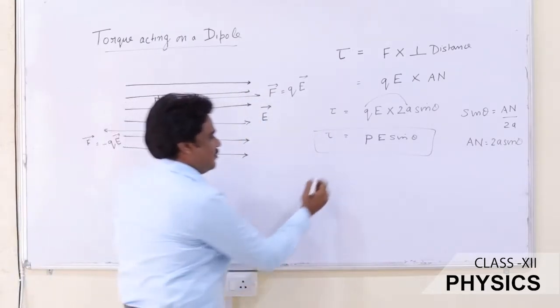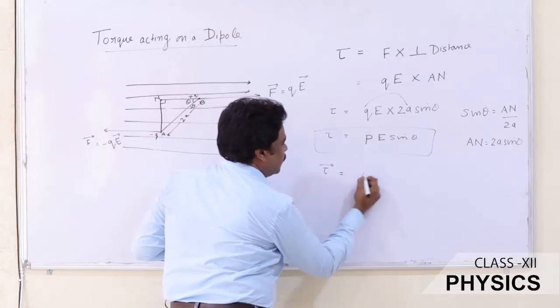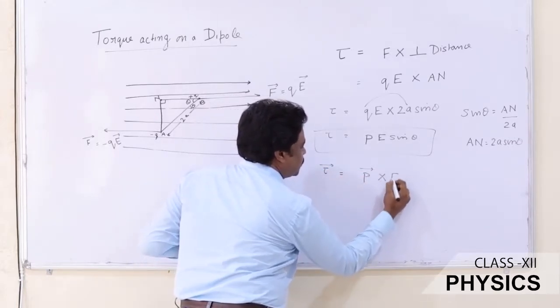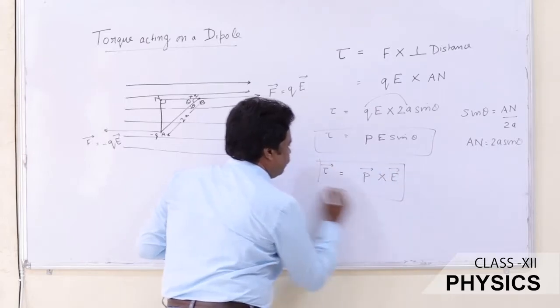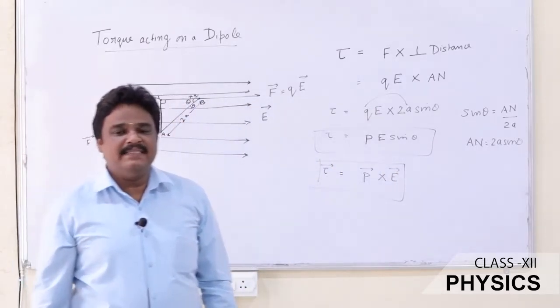Now how to write it in vector notation? It will be tau vector is equal to P vector cross E vector. That is the vector form of torque experienced by the dipole.